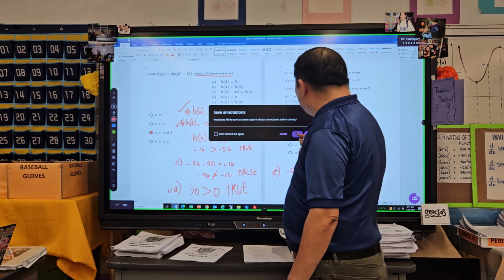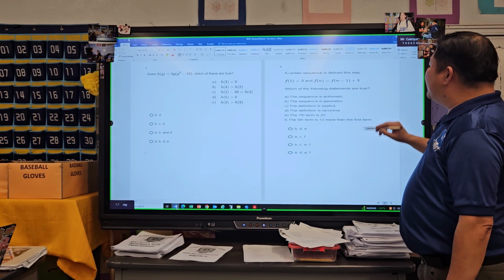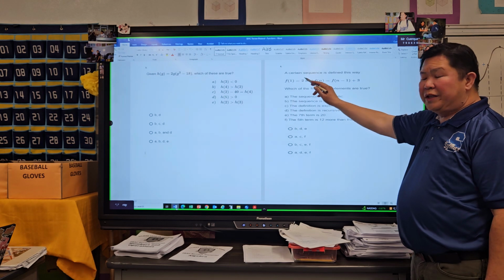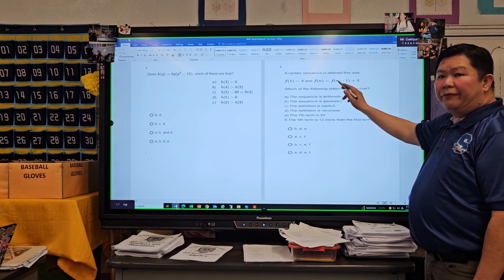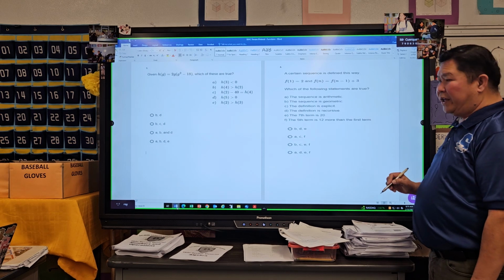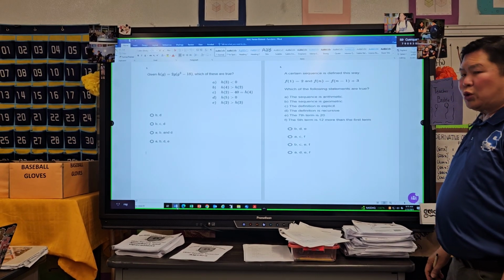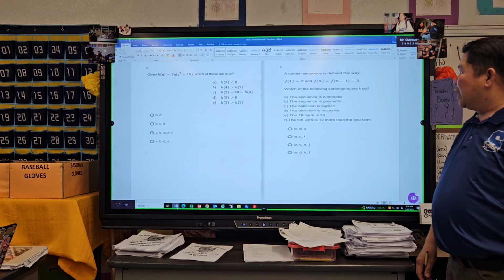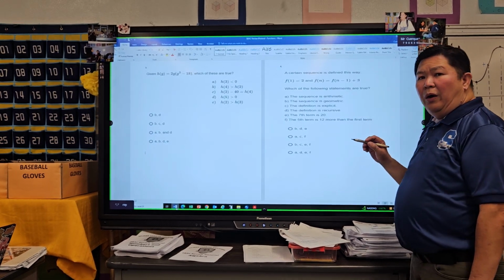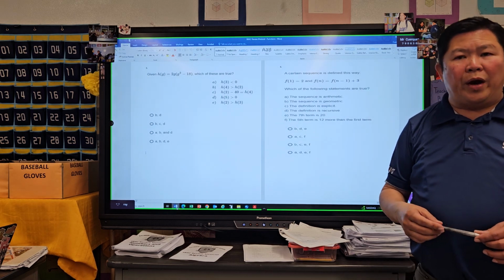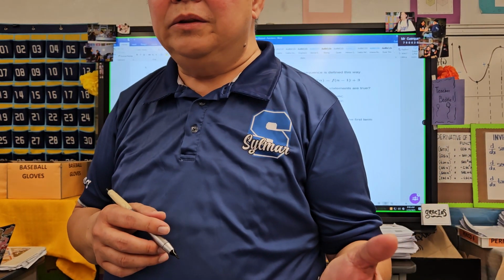So we do number 4. Number 4 says, a certain sequence is defined this way. F of 1 is equal to 2, and f of n is equal to f of n minus 1 plus 3. It says right here, which of the following statements are true? So, number 1, a sequence is arithmetic. Now, when can we say that a sequence is arithmetic? If it has a common, yes?